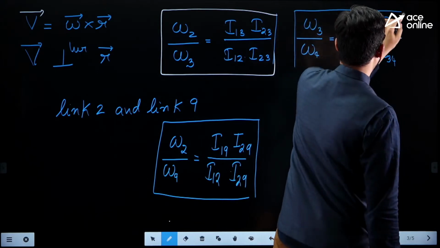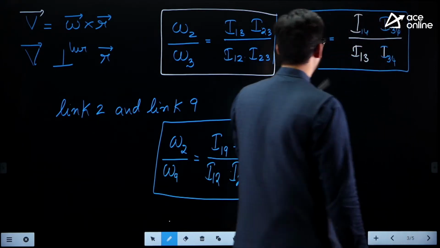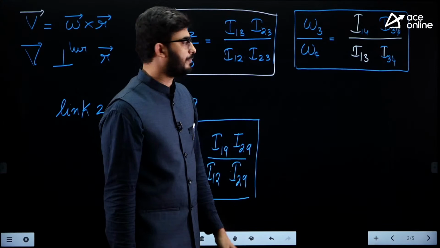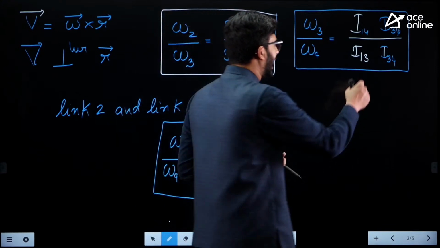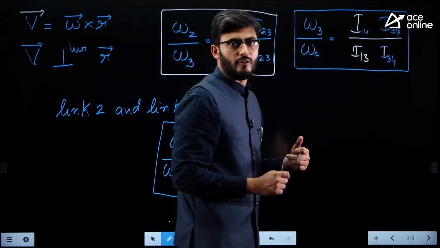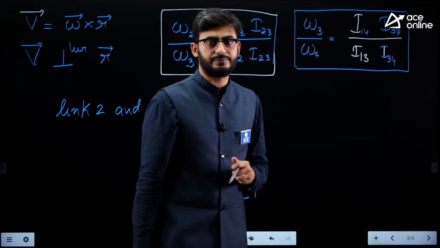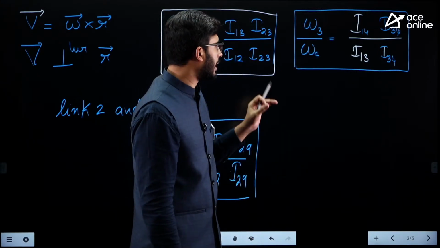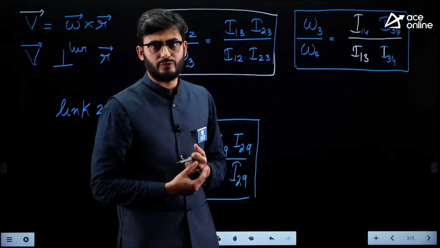Similarly, you can also write the logic for omega 2 and omega 4, guys. But make sure that it is always measured from the center of rotation, the center of rotation about which the link is going to move.